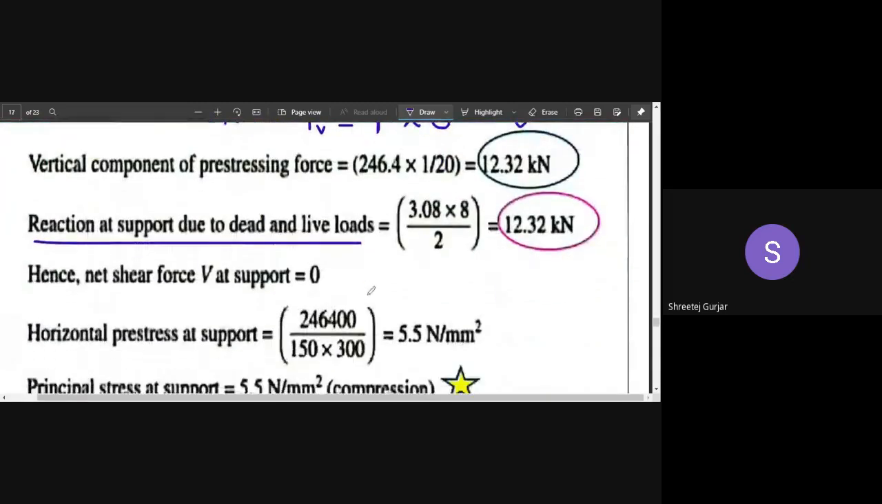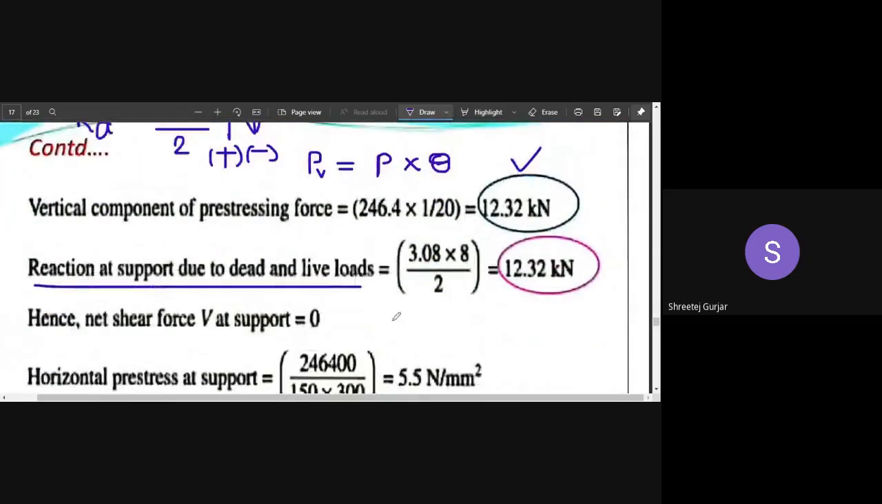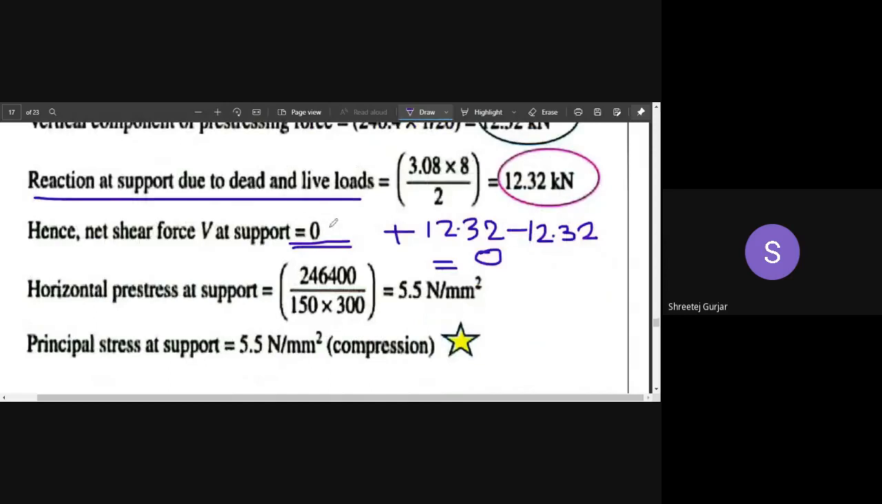So you can see this is plus 12.32, which is the reaction at the support, and we have minus 12.32, which is the vertical component of the pre-stressing force. So what is the total? It is equal to 0. They are cancelling each other. So the net shear force at the support is 0. I hope you have understood this step. We have got the net shear force V equal to 0. In this case it is 0, but it is not always 0.